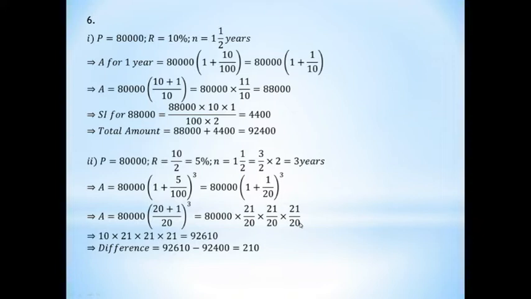After calculating this, you will find out 92,610 as the amount. Then the difference in the amount is, here amount is 92,610 and the previous number, the amount is 92,400. You will subtract the smaller one from the bigger one, and you will see that 210 is the difference in their amount.